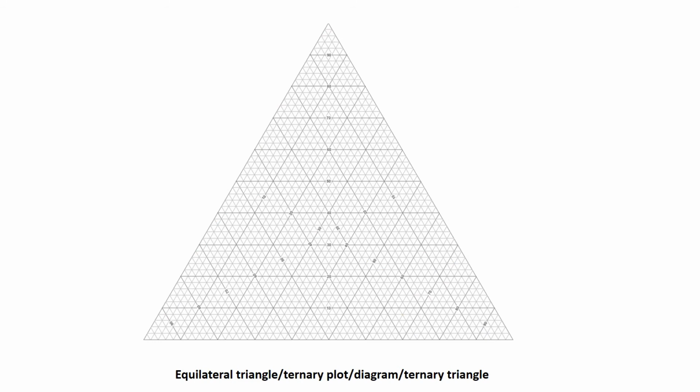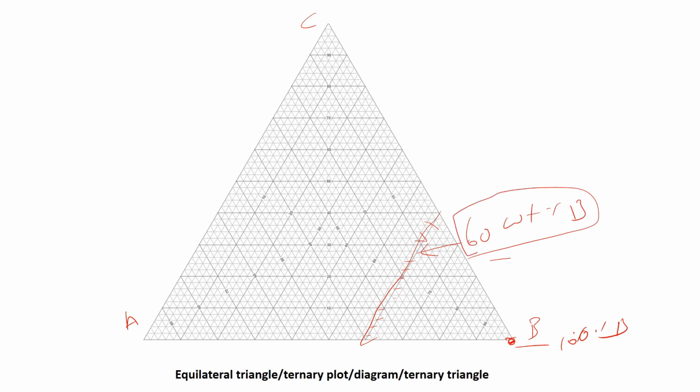Yeah, I had problems with the previous slide. I will just quickly show you again, CAB. So this point is your 100% B. This will be your 60% B, 60 weight percentage of your B. Any point on this line, the weight percentage of B will be equal to 60, and the remaining will be A plus C. Hope you all can follow this one.